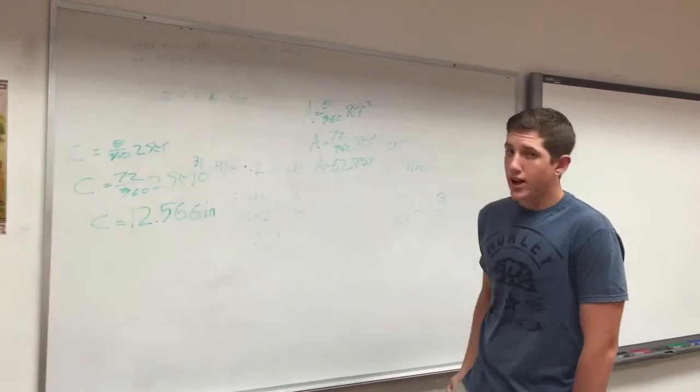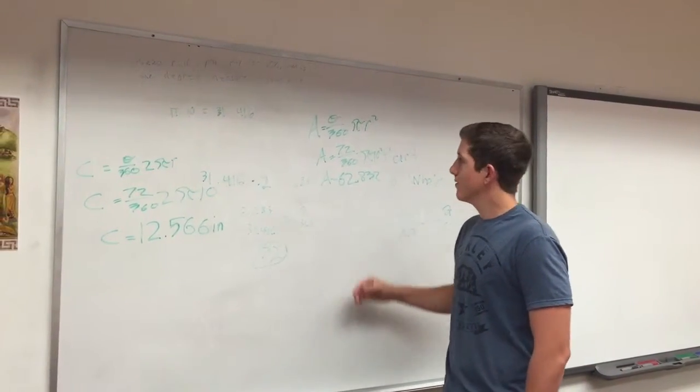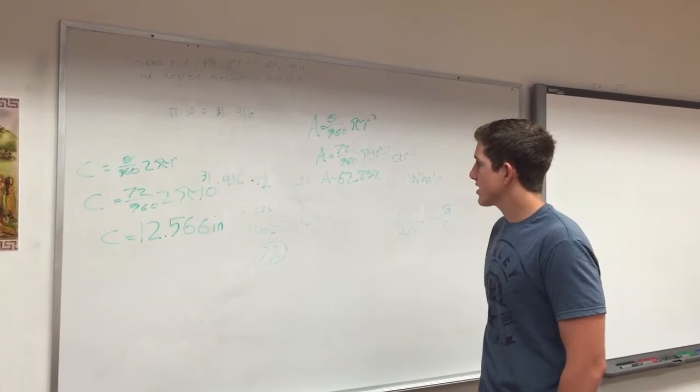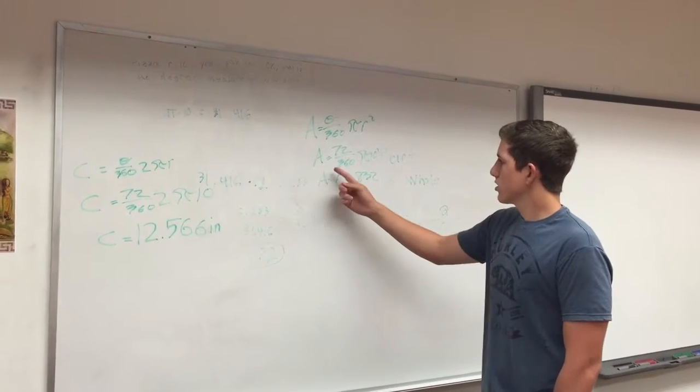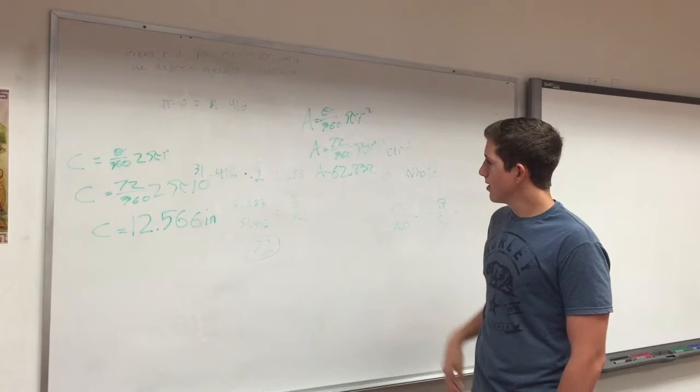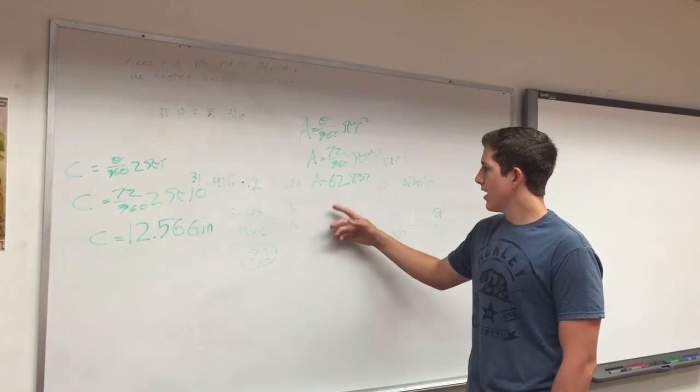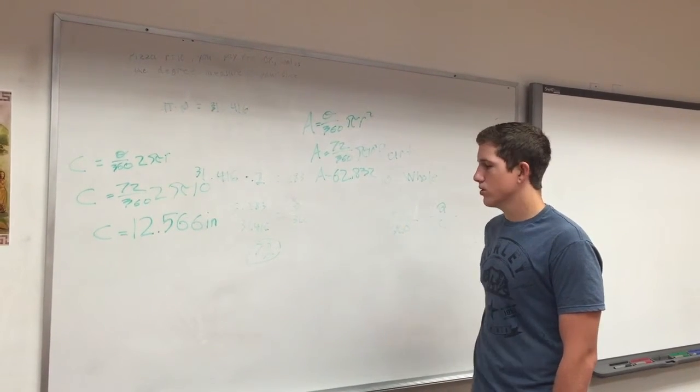And so then for the area, you'll use a very similar formula of area equals theta over 360 times pi r squared. And so you'll plug in all the known information and multiply that out to get an area of 62.832 inches squared.